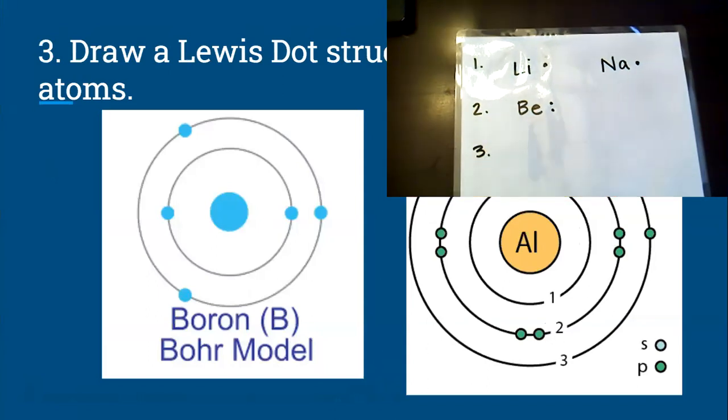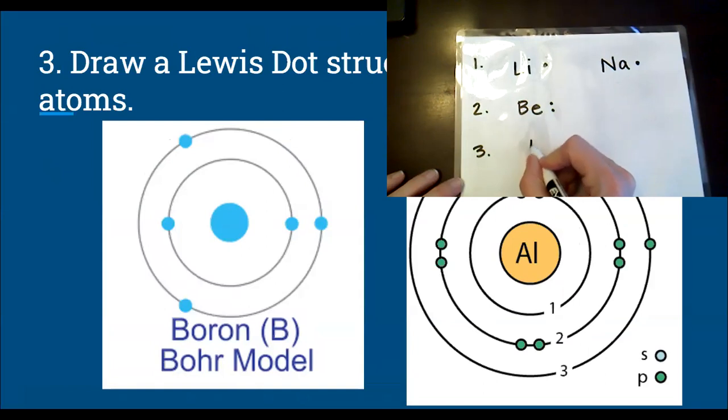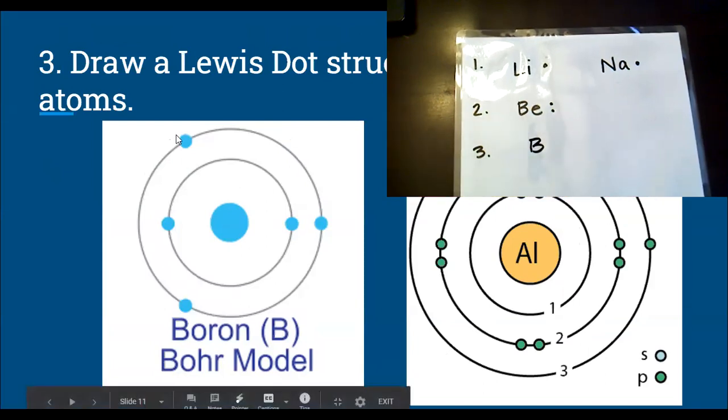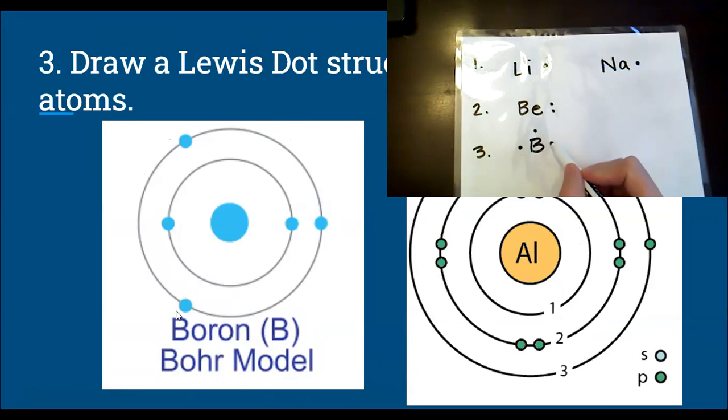Number 3 is boron. The symbol for boron is just the letter B. And boron has 1, 2, 3 valence electrons. Okay. So you can see it doesn't really matter exactly where you put the dots, as long as you don't put more than 2 dots on one side. So try to remember not to put more than 2 dots on one side.